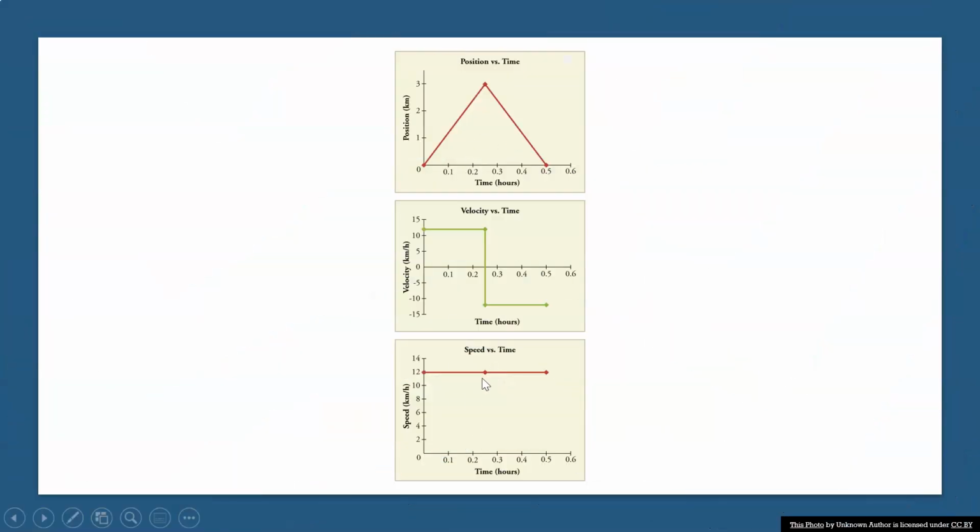Now, I really love these three because they make you think. The top one is a position time, which is our distance time graphs. The bottom one is our speed time graphs that we've just looked at. The middle one's velocity. They are showing the same set of occurrences. And that is in kilometers per hour. So it's me going for a bike ride.